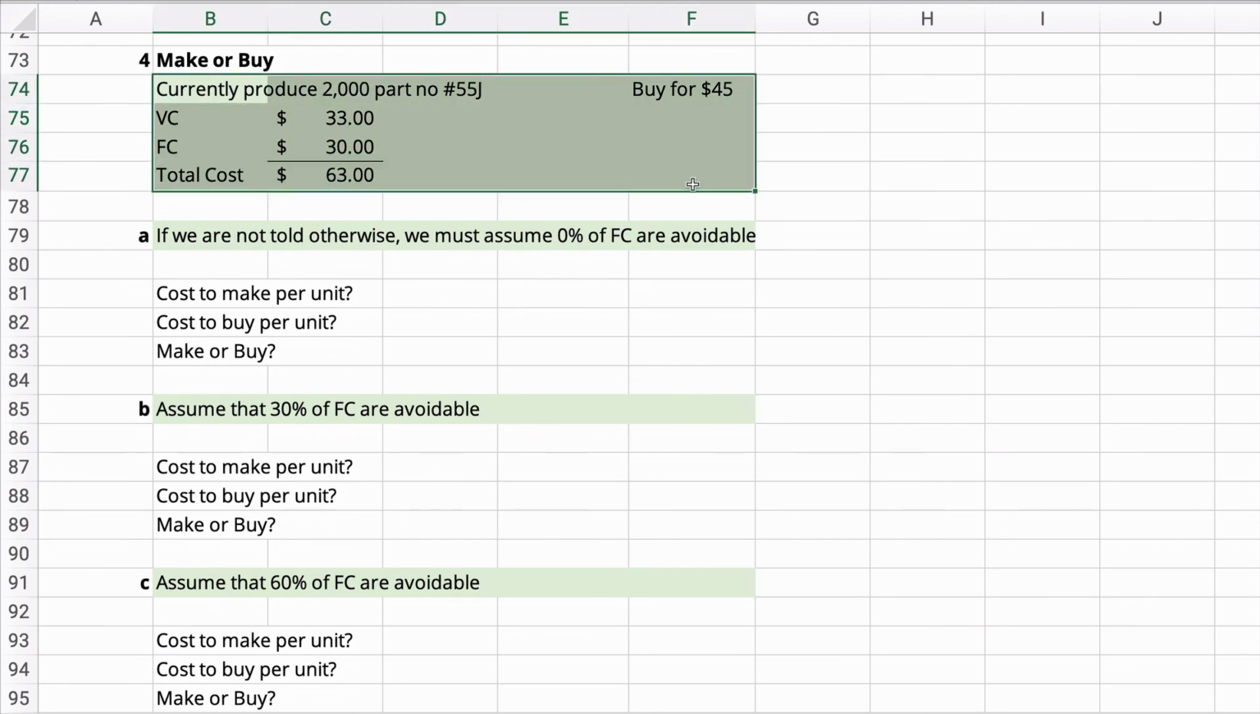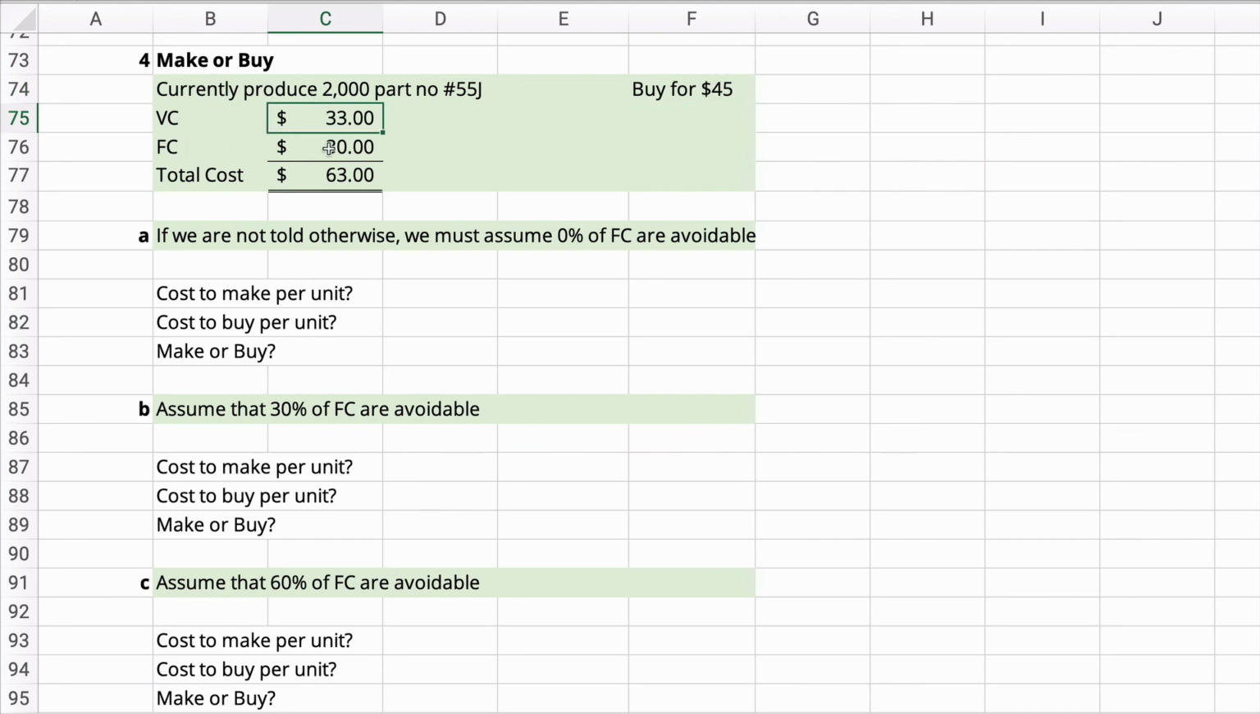So let's say we currently produce 2,000 units of part number 55J. And we can turn around and buy this for $45 from somebody else, but it takes 33 variable costs per unit. It takes $30 fixed cost per unit for a total of $63. So what is the cost to make the part? The cost to make the part is easy. It is just that $63. The $63 is the cost to make.